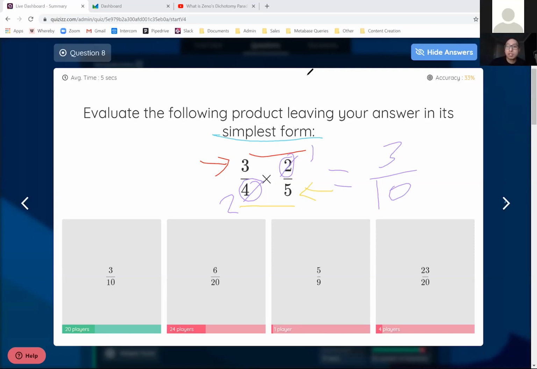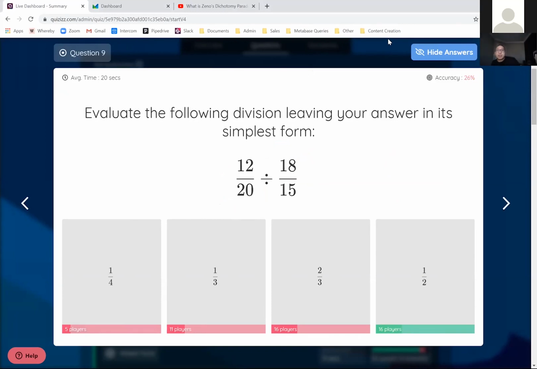All right. Geez, I'm taking ages. All right, keep moving, let's go. All right, evaluate the following divisions, leaving your answer in its simplest form again. So, having a look here.